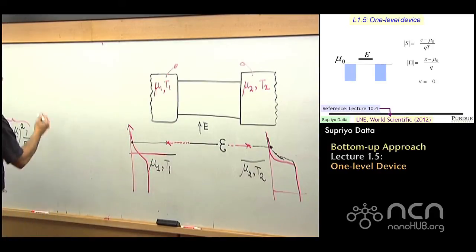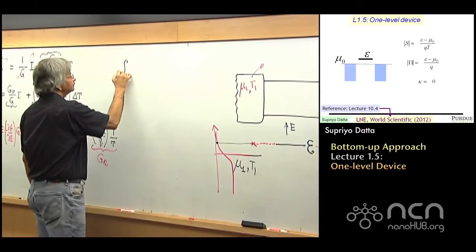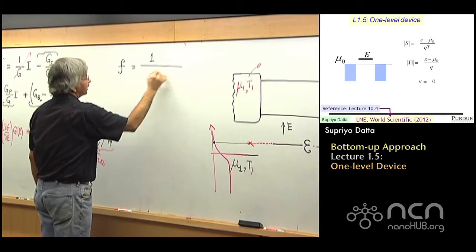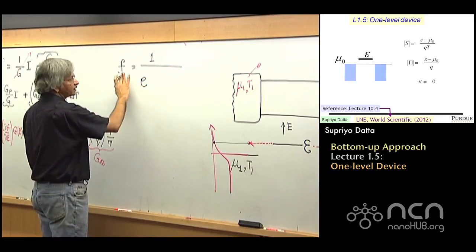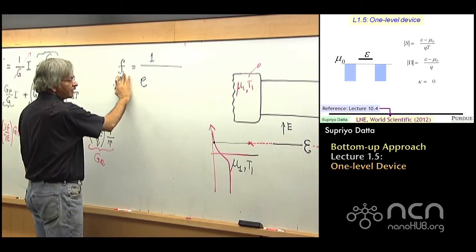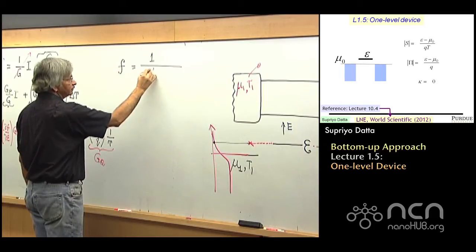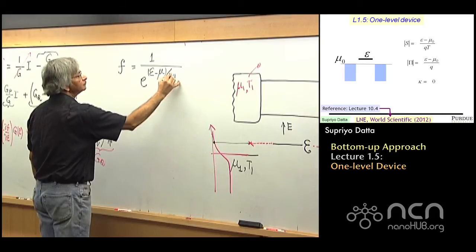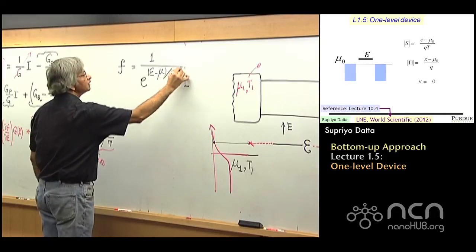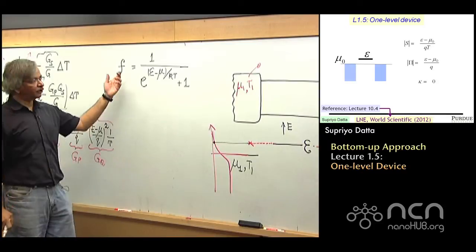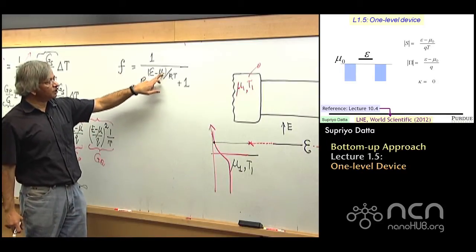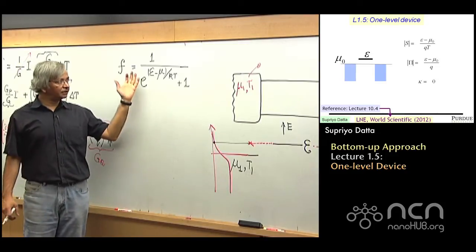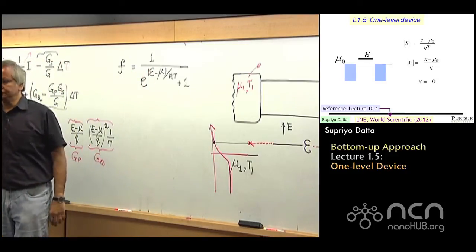So you see, we know that the Fermi function is given by 1 divided by e to the power, and we are interested in the value of the Fermi function at an energy equal to epsilon. So it is basically this. So for contact 1, the Fermi function is this quantity with mu1 and T1. For contact 2, it is the same quantity but with mu2 and T2.